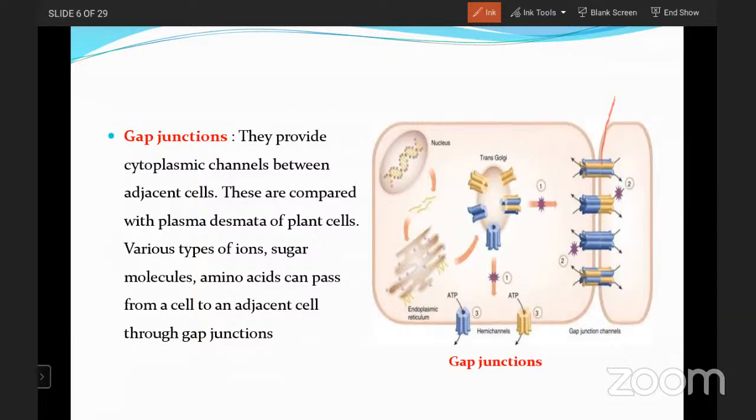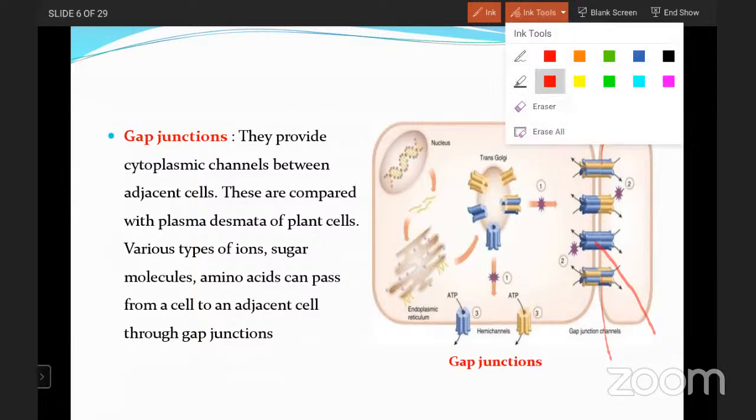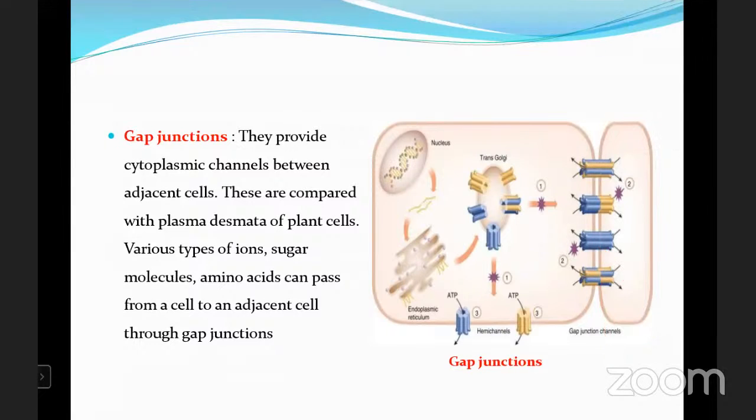So these are the locations of the gap junctions, which are present at the adjacent cell places. With these channels, there is a chance of exchange of materials like ions, sugar molecules, and amino acids from one cell to another cell. This is about the gap junctions. Okay, now go for the next topic.